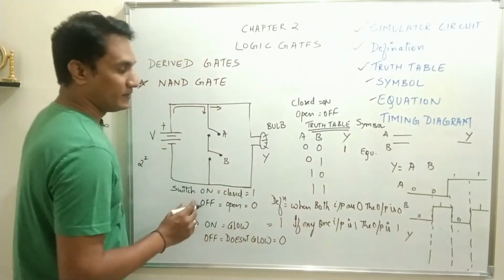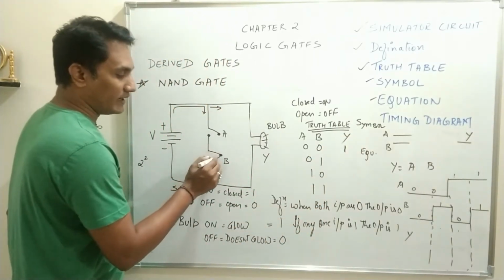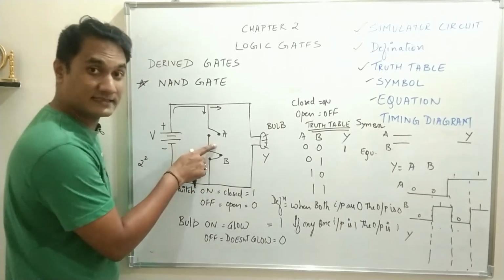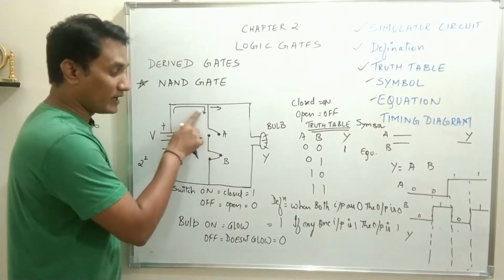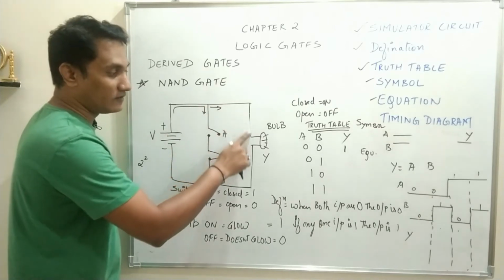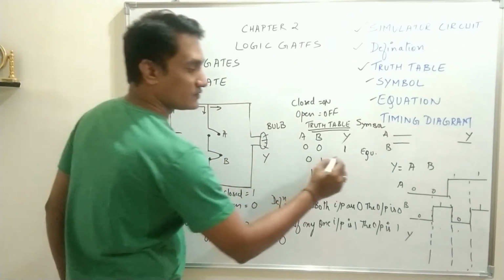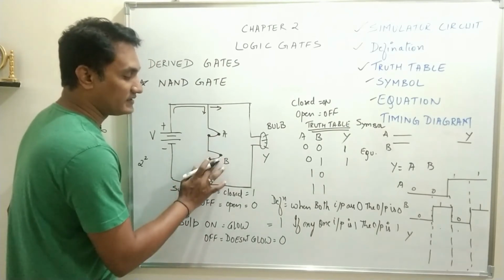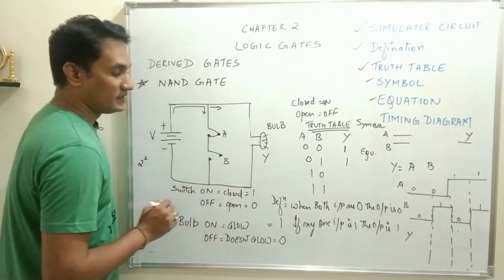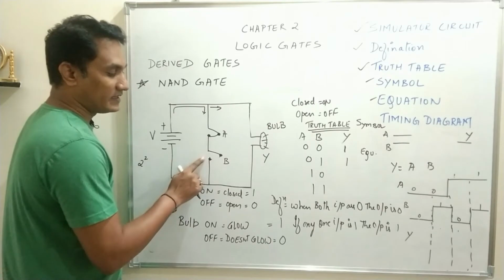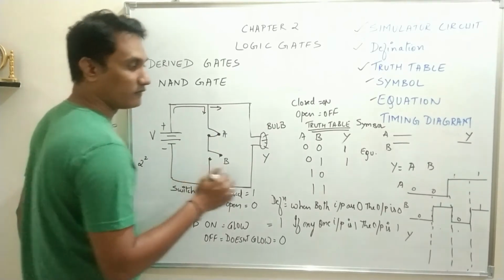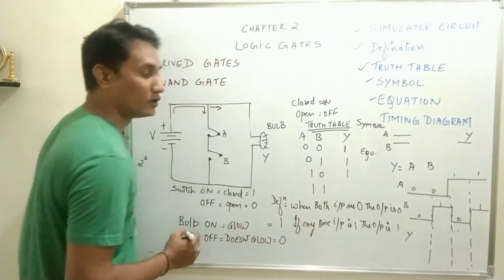So if current flows through the bulb, the bulb will glow, the output will be 1. Similarly, when A is 0, B is 1. Now out of these two switches, one is closed, one is open, but still as they are connected in series, no current will flow through the switches, all the current will flow through the bulb. So output Y will be equal to 1. Similarly, A 1, B 0, still as they are connected in series, and if any one of the switches is open, the circuit is broken, so all the current will flow through the bulb, so output Y will be equal to 1.